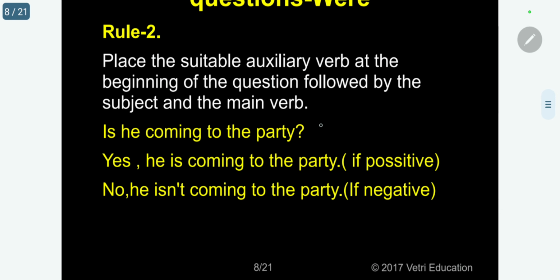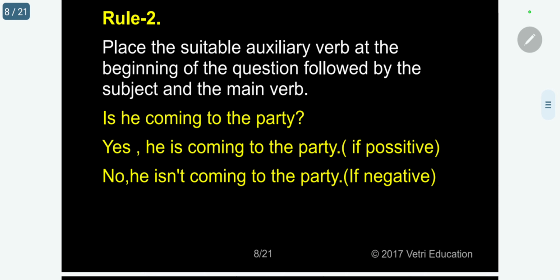Is he coming to the party? The question is: is he coming to the party? He, please follow, is he. For the third person singular, I am using is. Singular or plural, it is a primary auxiliary.